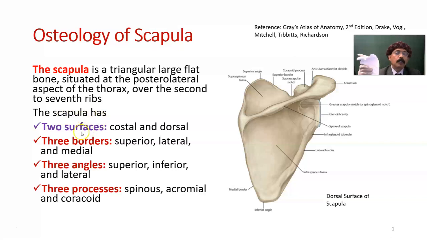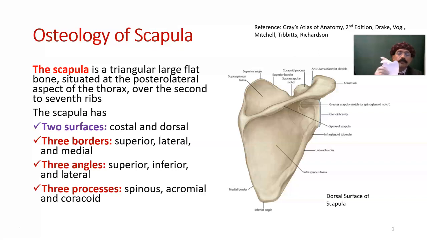The scapula has two surfaces: the costal surface or anterior surface, and the dorsal surface. Three borders: the superior border, the lateral border, and the medial border. Three angles: the superior angle, the inferior angle, and the lateral angle, which is marked by the glenoid cavity or glenoidal angle.